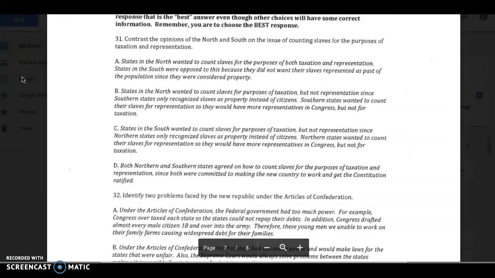C. States in the South wanted to count slaves for the purposes of taxation, but not representation, since Northern states only recognized slaves as property instead of citizens. Northern states wanted to count their slaves for representation so they would have more representatives in Congress, but not for taxation. D. Both Northern and Southern states agreed on how to count slaves for the purposes of taxation and representation, since both were committed to making the new country work and get the Constitution ratified.